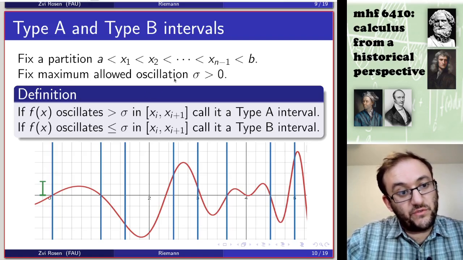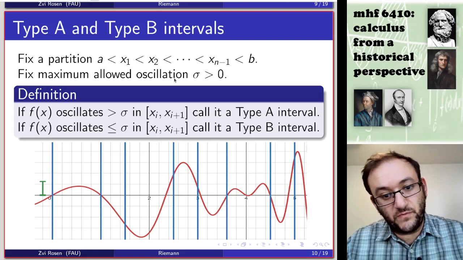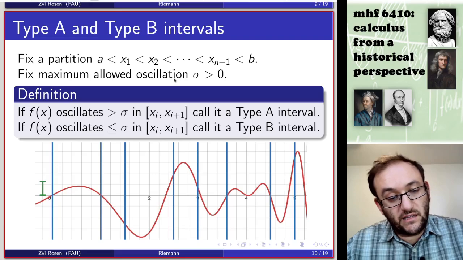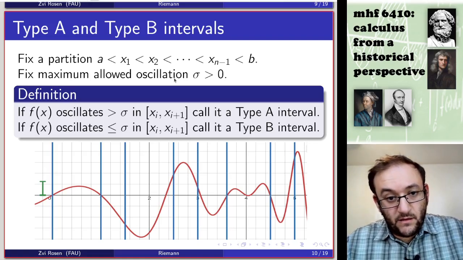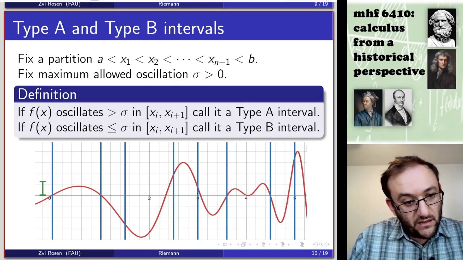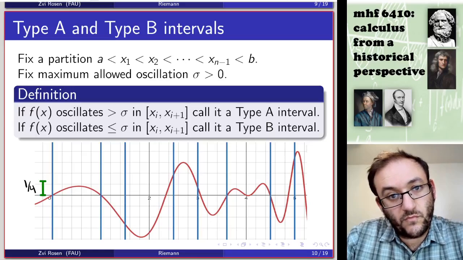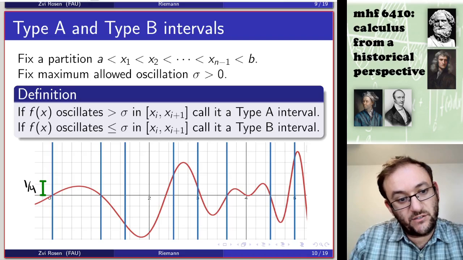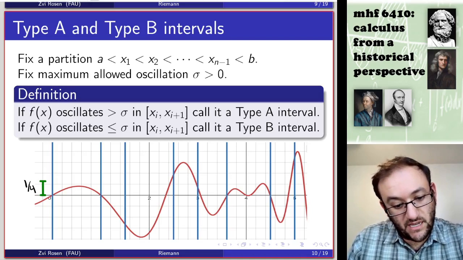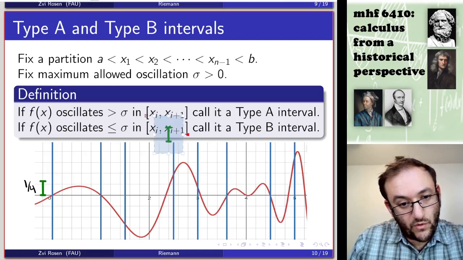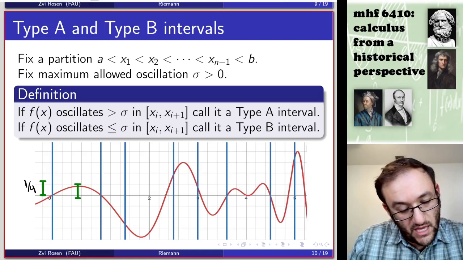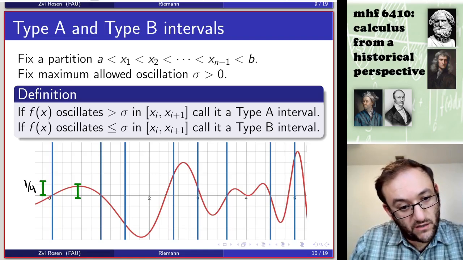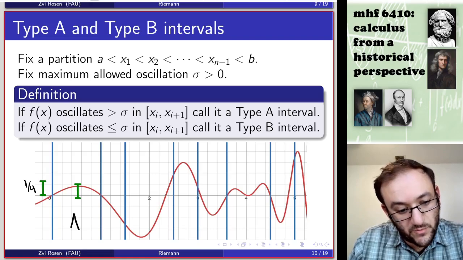Okay, and the way we're going to do that is by defining these type A and type B intervals. So we're going to fix a partition similar to what we had in the last slide, and we're going to fix a maximum allowed oscillation, some real number sigma. Here I think I set sigma to be 1/4. Now we're going to check which of these intervals is type A and which is type B. So we're going to use this sigma ruler to compare to the oscillation within this interval. And it does appear to be less than sigma, so we're going to call this an interval of type A. Sorry, it should be it's an interval of type B.